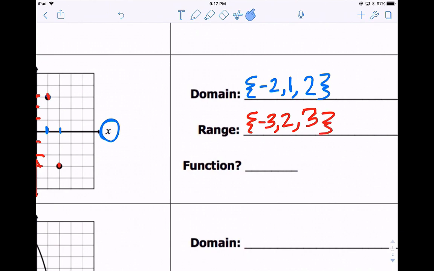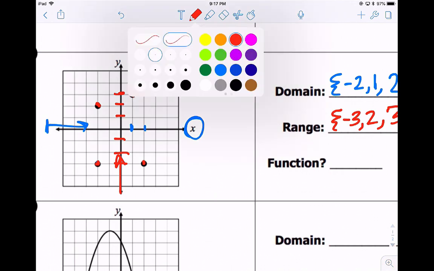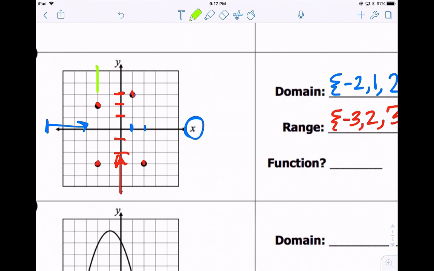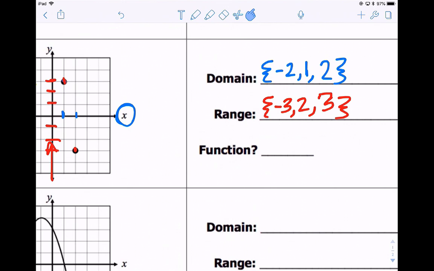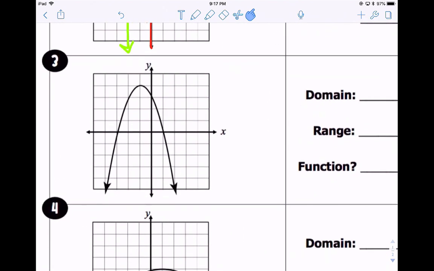And then again, a function is when x does not repeat. So on a graph, it has to pass the vertical line test. So if you're looking at this one, these 2 x's right here are on the same vertical line. Those x's right there are both at -2. So this is not a function. So we're going to put no, this is not a function.